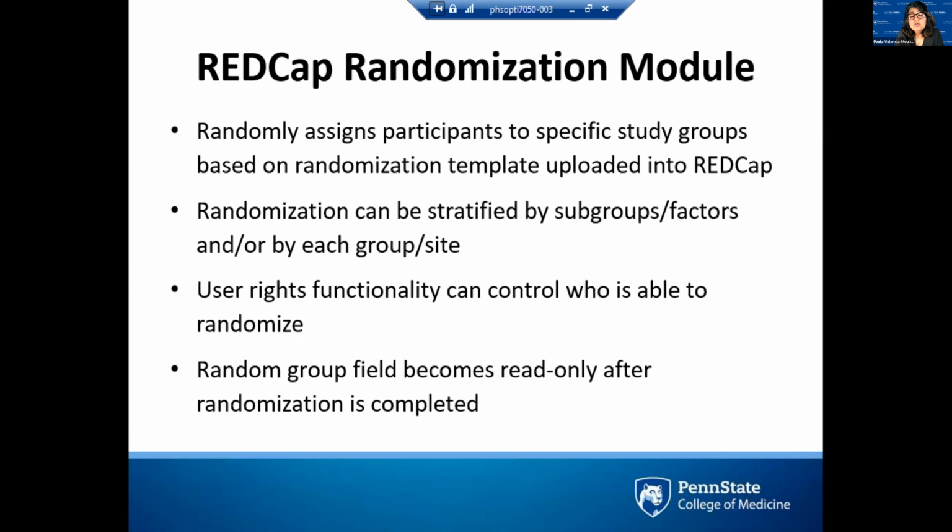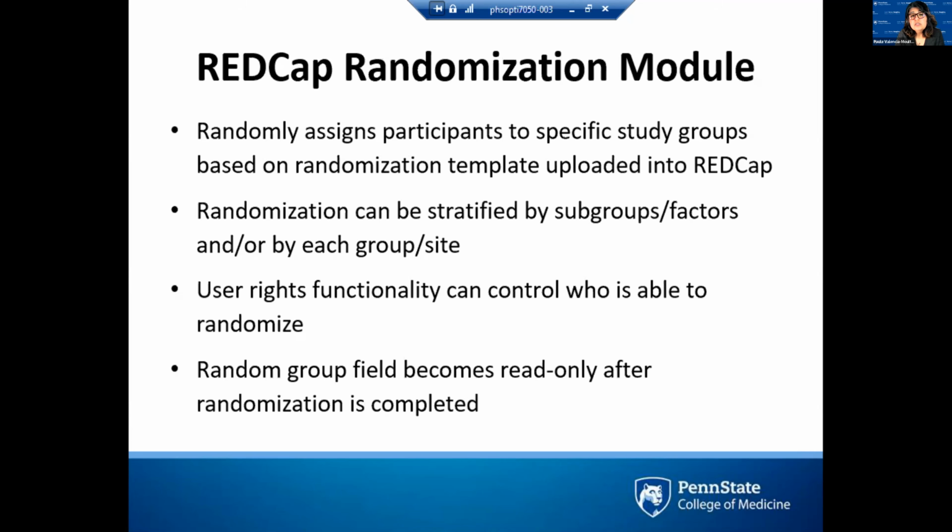Within the department, we have a group of biostatisticians that are able to provide support with the creation of this template. So if at any point when we're working with you we identify the need for that expertise, we can connect you to the right person in order to get you the support needed to create this template correctly. This randomization can be stratified by subgroups or different characteristics of the participant, as well as by each group or site as needed.